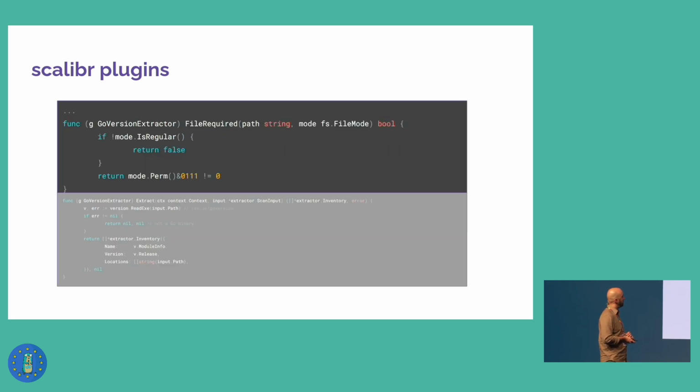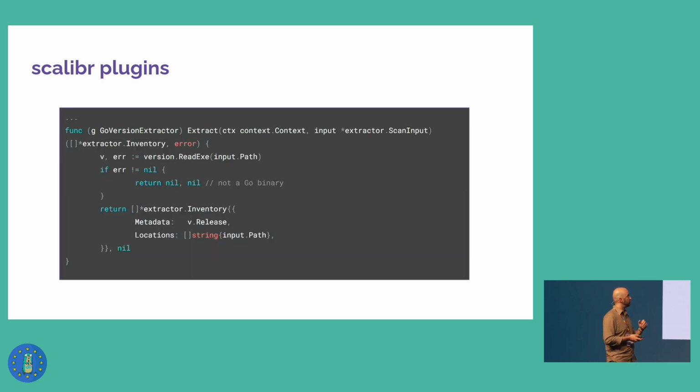The file required is very simple. It's basically saying that I'm going to extract inventories, not for directories. We're not going to go into directories recursively, just for files and symbolic links. And I'm just going to focus on executables. So all those executables are going to be passed to the extract method. Again, extract method takes an input, produces some inventories. So it's very simple here.